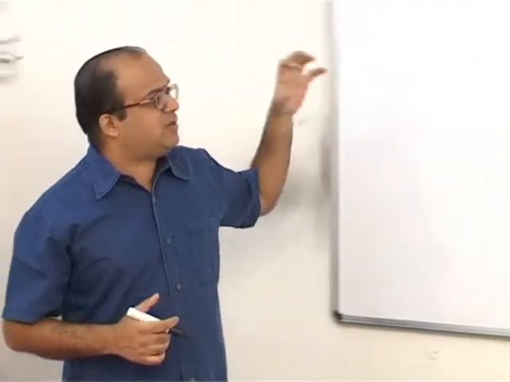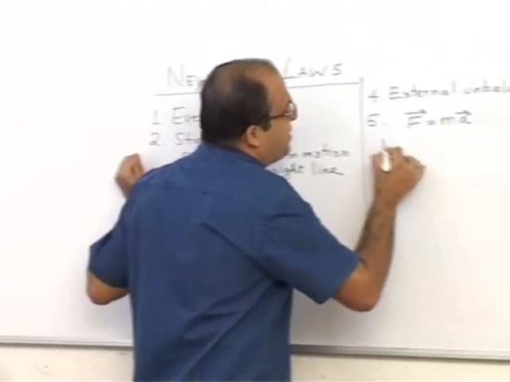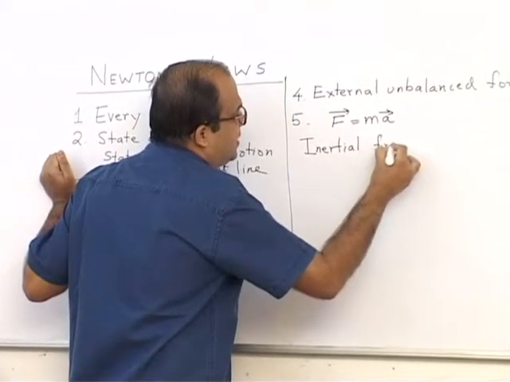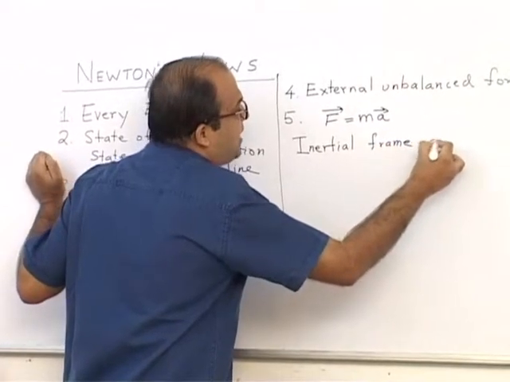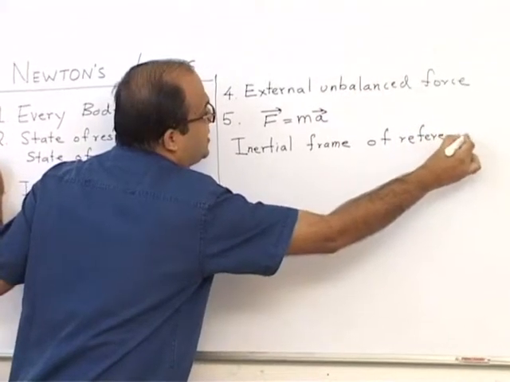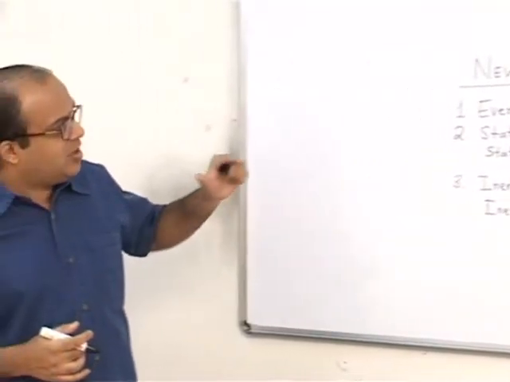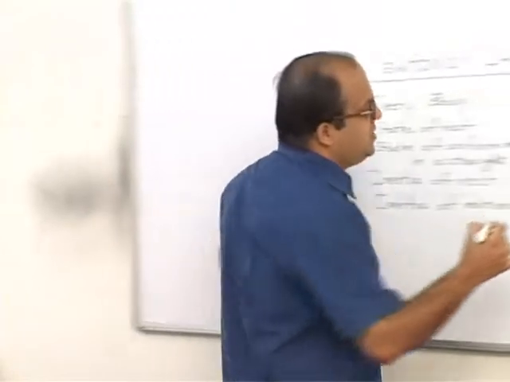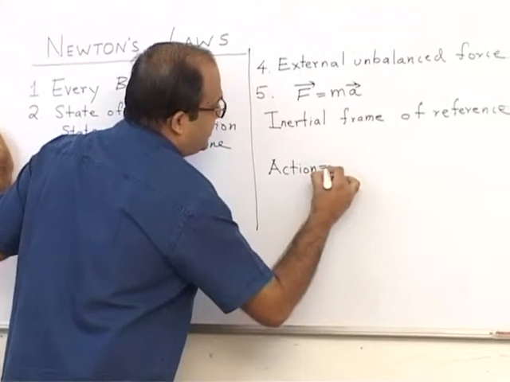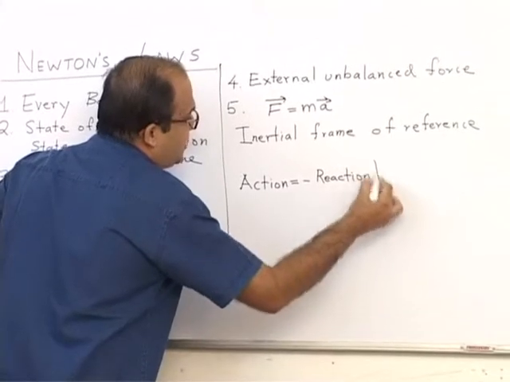The reason why first law is required is because Newton's first law defines an inertial frame of reference. And without defining an inertial frame of reference, Newton's second law cannot be stated. Why do we need the third law? Third law clearly states that action is equal to minus reaction. This may not be so obvious from the second law, that's why the third law is there.